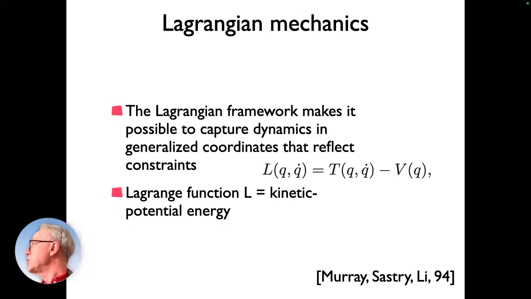So the Lagrangian is just a function. This function is a function of the generalized coordinates. In general, it's a function of the coordinates at any moment in time and their rate of change, q dot. For instance, joint angles and joint angle rate of change. And it's simply defined as the kinetic energy of the kinematic chain minus the potential energy.